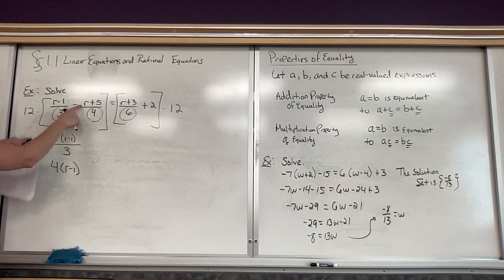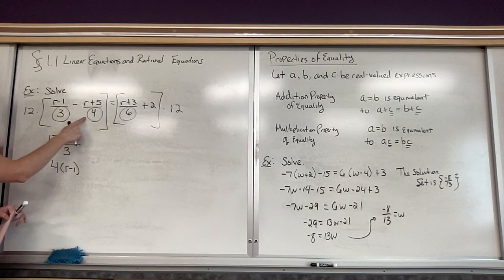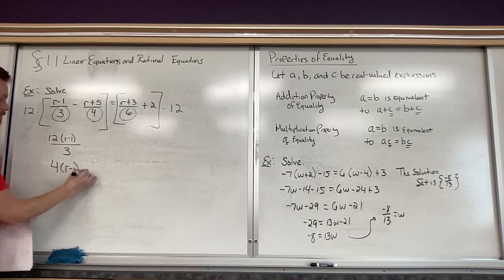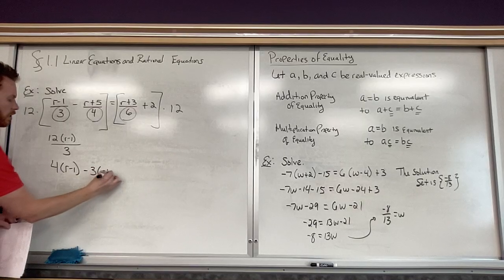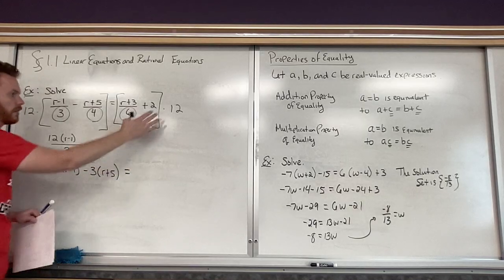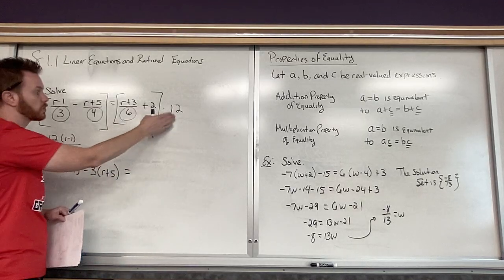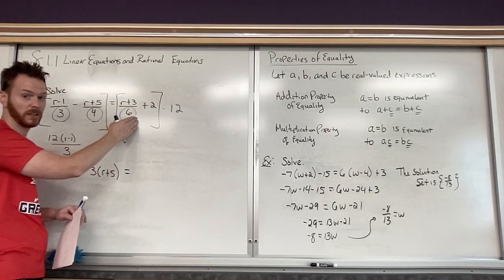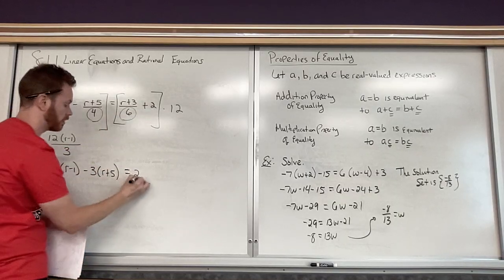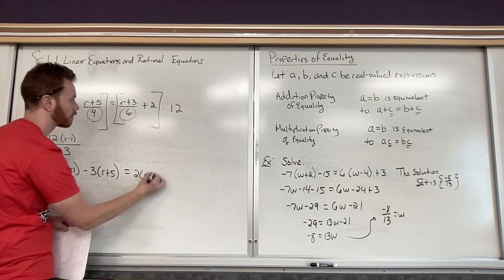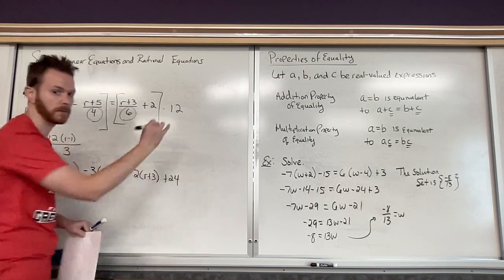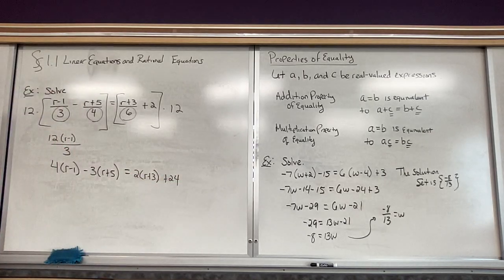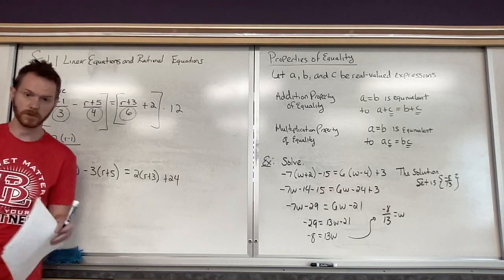So 12 was over here. 12 divided by 4 is 3, so it would be 3 times the numerator. On this side, we'll do the same pattern. So 12 divided by 6 is 2, and then 2 times the numerator on top, and then plus 24. Okay? That helps us get rid of any fractions. We don't have to worry about it.